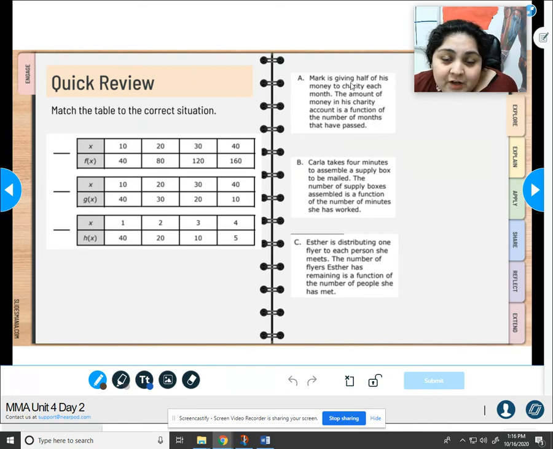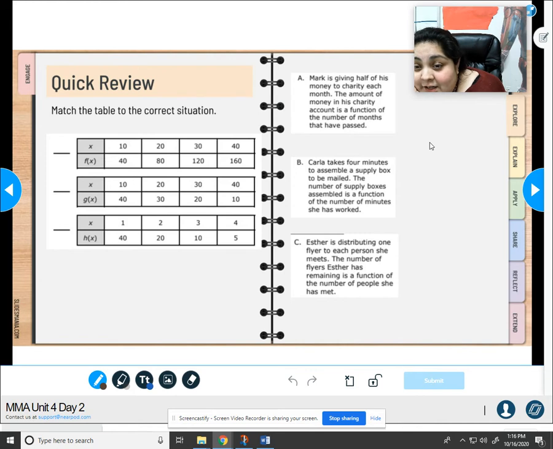All right, Mark is giving half of his money to charity each month. The amount of money in his charity account is a function of the number of months that has passed. So he is giving them half of what he has. So we have to figure that one out.